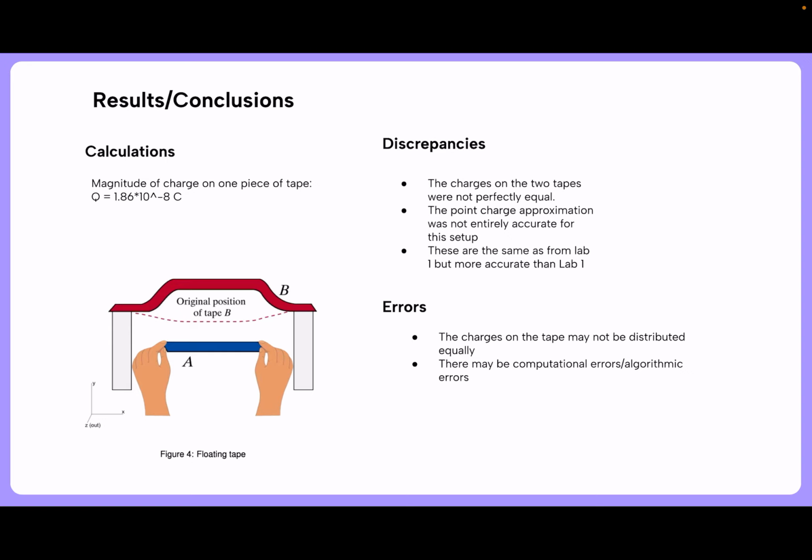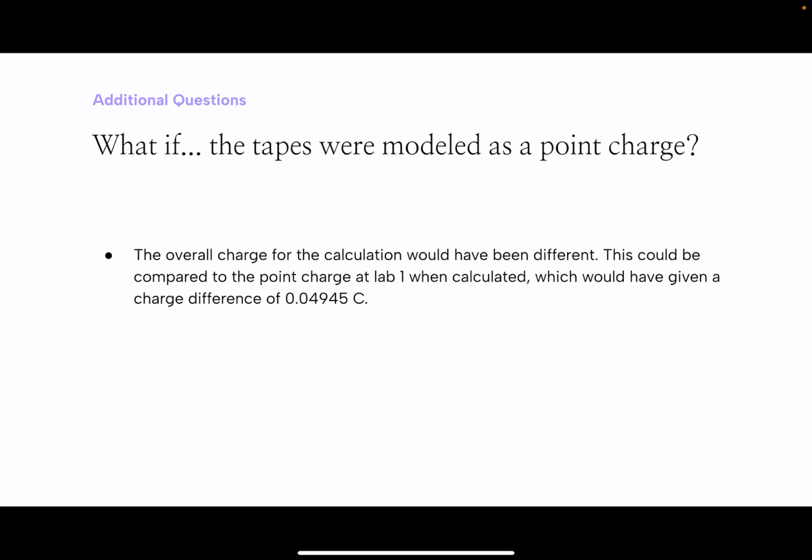If we had modeled the tape as a point charge, the total difference would have been 0.04945 coulombs compared to our findings. This is the additional question: what if the tapes were modeled as a point charge?